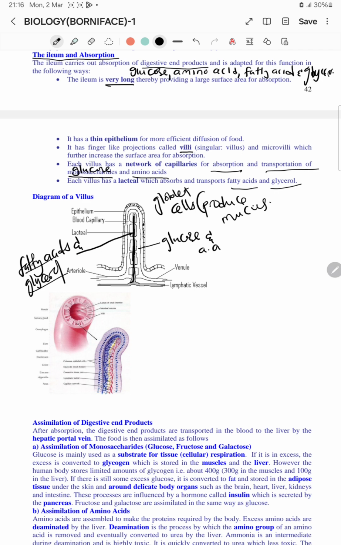Then in the blood capillary there will be transportation of glucose and the amino acid. Okay, so therefore now if this is the lacteal, as it develops, it will now branch into what we call the lymphatic vessel, which now transports the fatty acids and glycerol into the lymph.